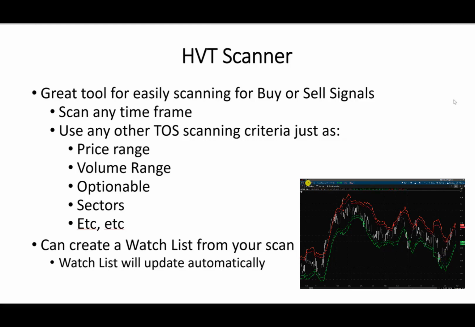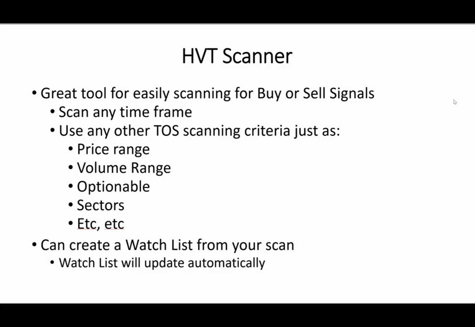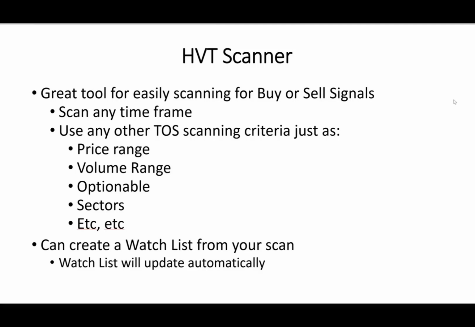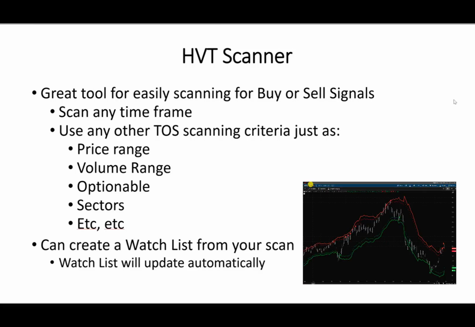In addition to scanning for HVT elements, you can add in all the other things that TOS has. I only want to look at stocks that are between $10 and $50 or $10 and $60, because those tend to have cheaper options that make sense for my account. You can look at volume. I only want to look at stocks that trade over 500,000 shares in a particular day.